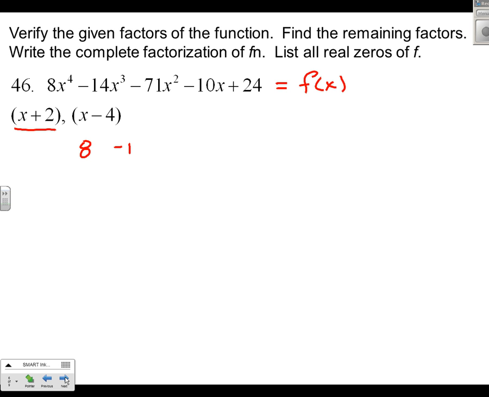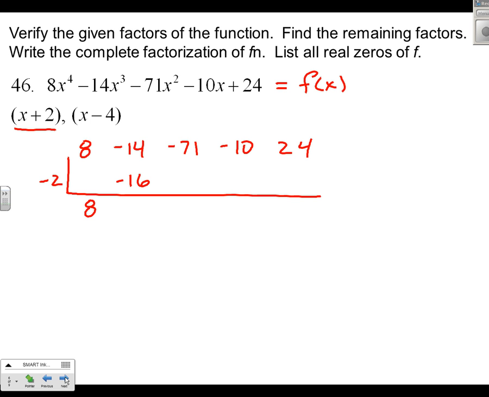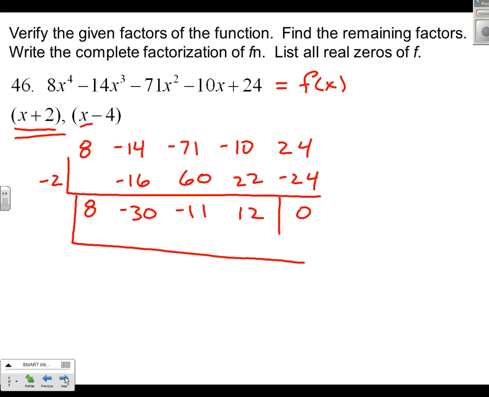8x to the fourths minus 14x to the thirds minus 71x squareds minus 10x's plus 24, no holes. And I'm interested in synthetically dividing through our most interesting value of x, negative 2. So I get 8 times negative 2, negative 16, and negative 14, negative 30 times negative 2, 60. Negative 11 times negative 2, 22. Positive 12 times negative 2, negative 24, and we end up with 0. So, yep, sure enough, that guy is a factor. And then I'm just going to continue from there and synthetically divide through 4.